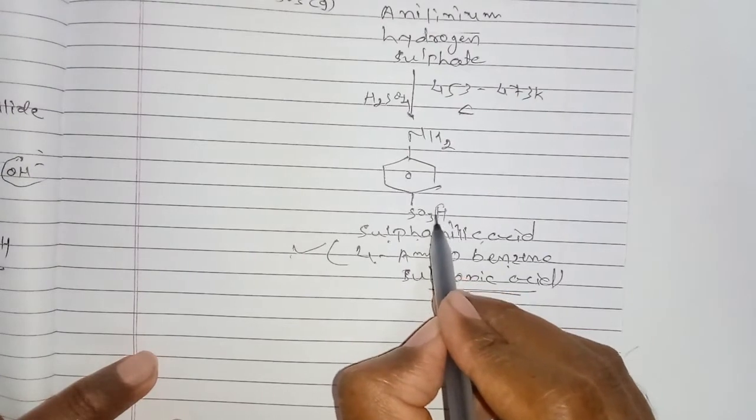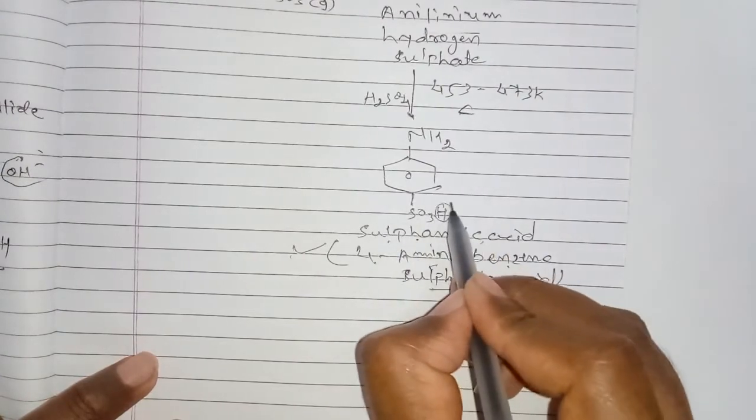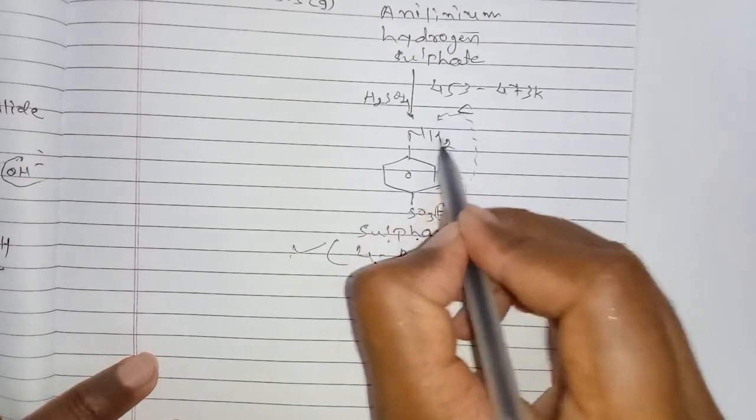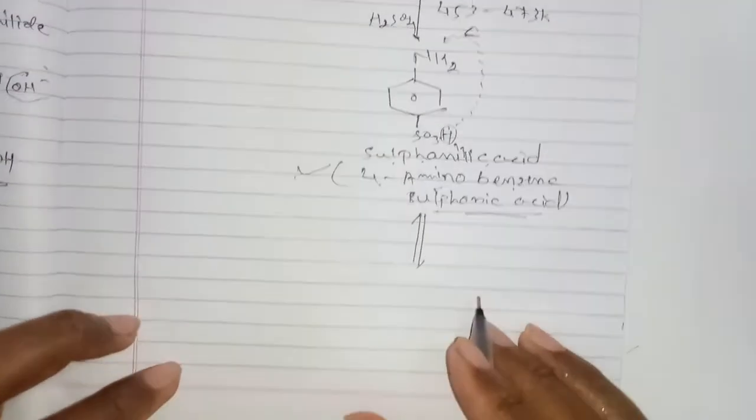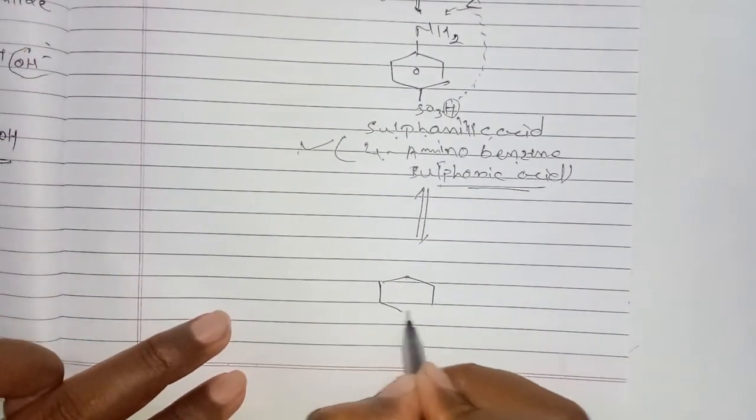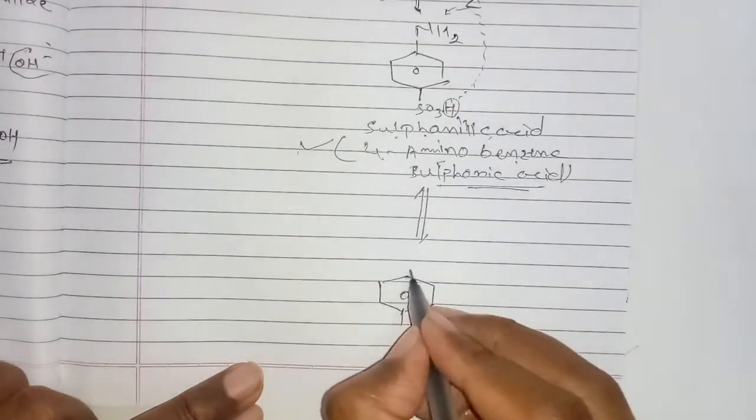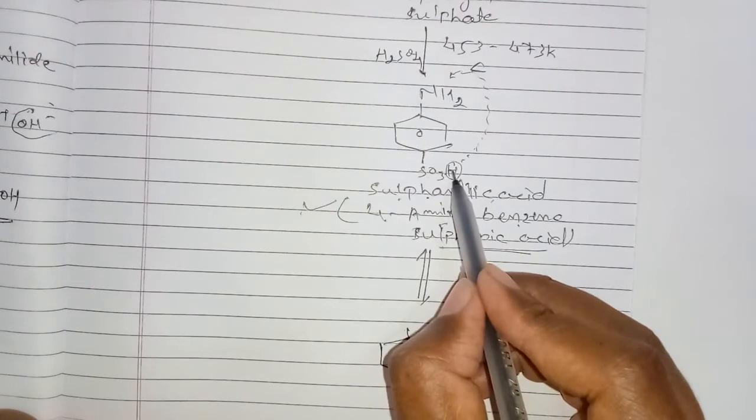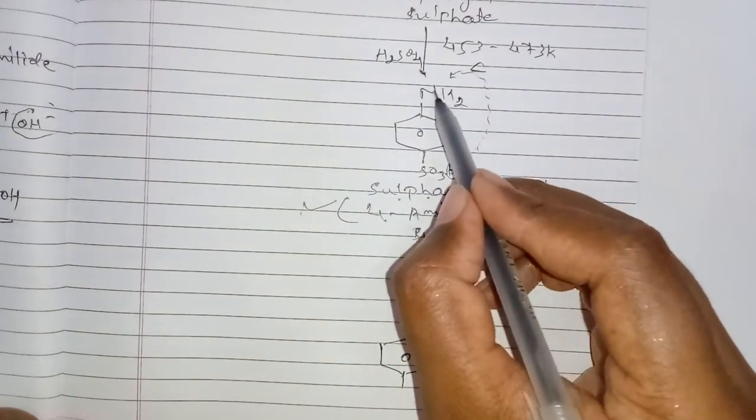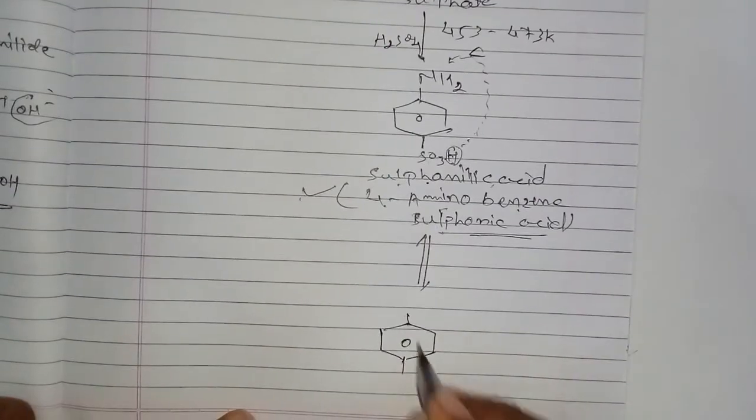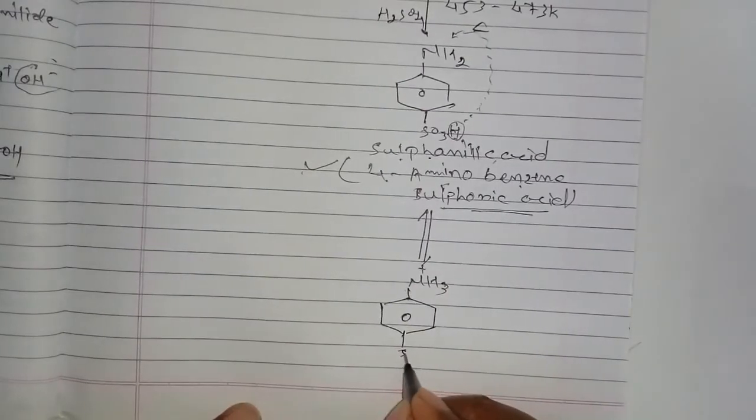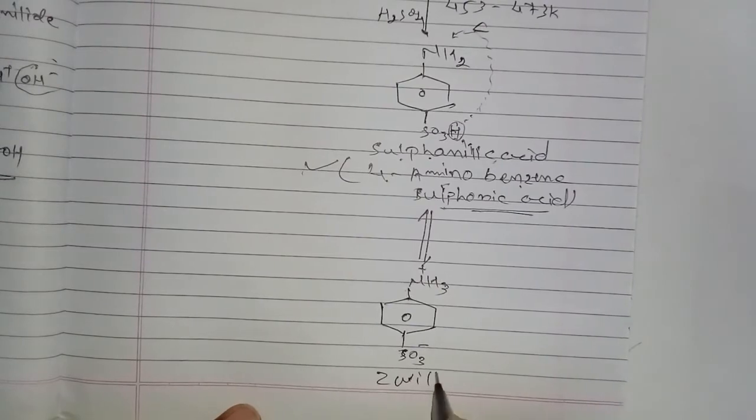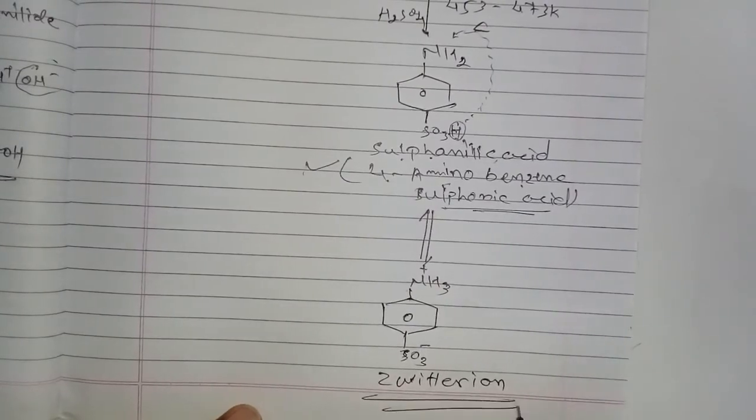Here the proton transfers to the amino group and it forms a zwitterion. Here the hydrogen proton transfers to the amino group, it is converted to NH3 plus, SO3 minus, and it is named as zwitterion.